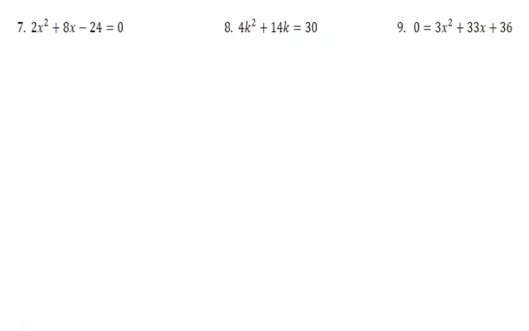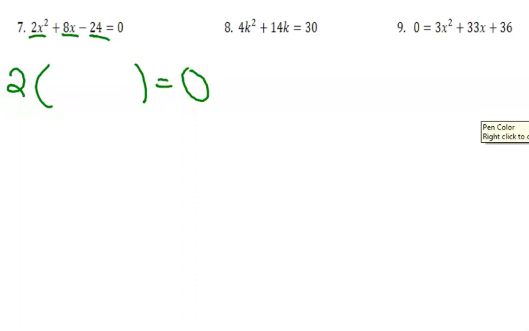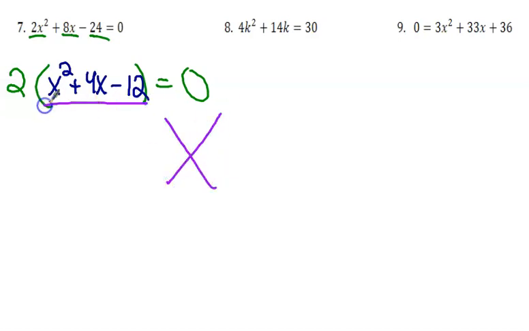So when we look at number 7, we need to think about, all right, so I have a 2, an 8, and a 24. These numbers have something in common. They have a 2. So let's take out the common factor and see if our factoring method is a little bit easier. So when I divide out a 2, I have x squared plus 4x minus 12 remaining inside. Now once the 2 is taken out, I can factor the inside of this. So I have negative 12 to multiply to and 4 to add to.